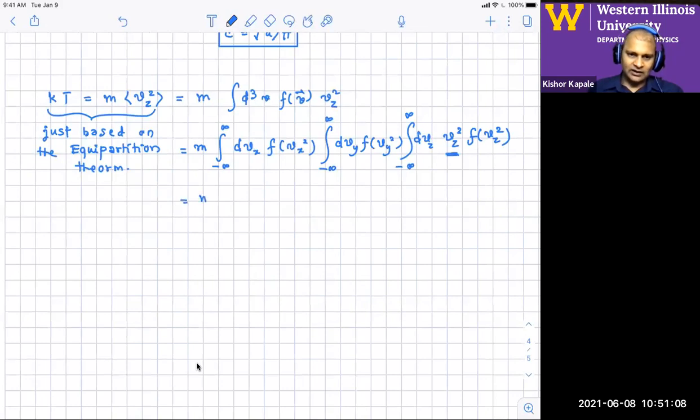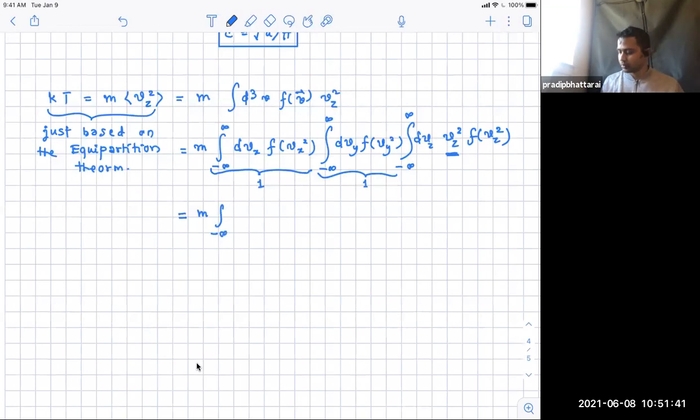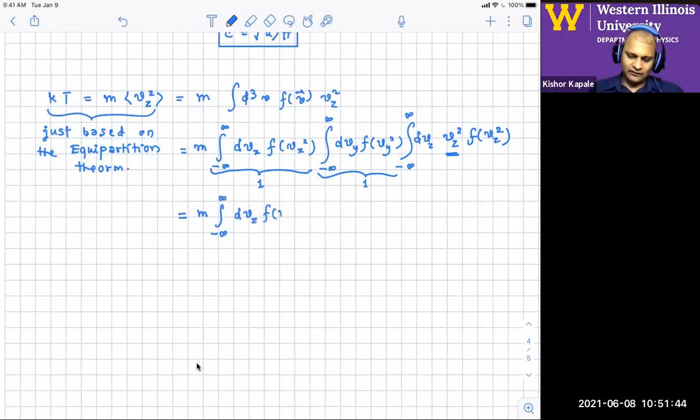And so then we can write this down. What would be the value of these integrals? Any thoughts? Any thoughts on those? It's essentially normalization along the x direction and the y direction, which is going to be 1, right? This will be 1, that will be 1. So you only need to worry about the z integral. It's going to be m, integral from negative infinity to infinity dvz f of vz times vz squared.